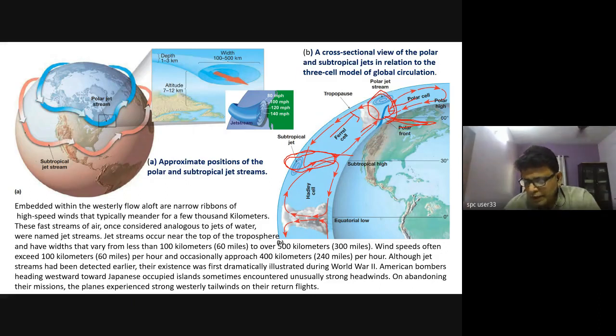Then you have polar night jet streams. Obviously, the word suggests that they are going to be near the poles, and polar nights mean winters. So during winters in polar areas of respective hemispheres, you're going to have polar night jet streams. And then you have local jet streams. You could have a small span of very fast moving winds. That's called local jet streams as also.